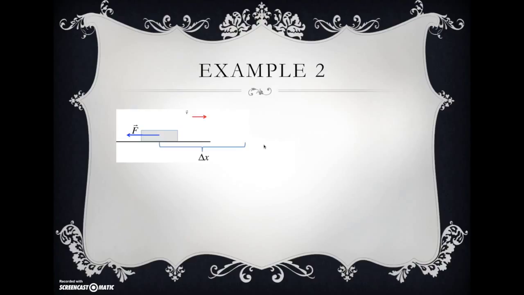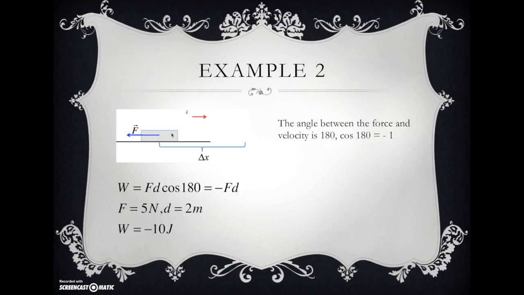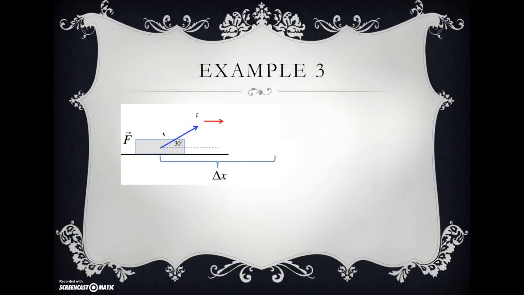The same example, only force is now to the left. So if you look at the angle between velocity and force, it's going to be 180, and cosine of 180 is negative 1. So if before it was 10 joules because they were in the same direction, now it's negative 10 because they are opposite each other.